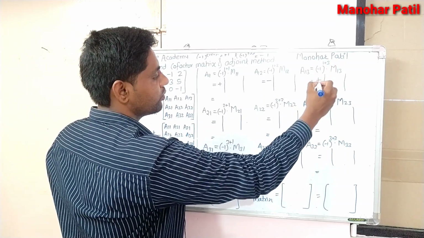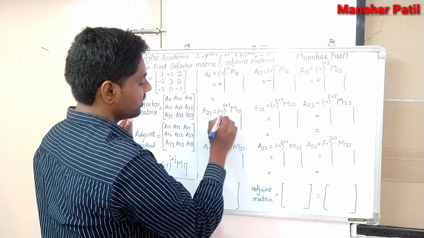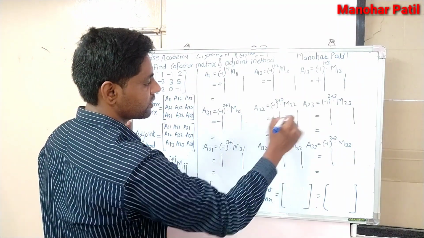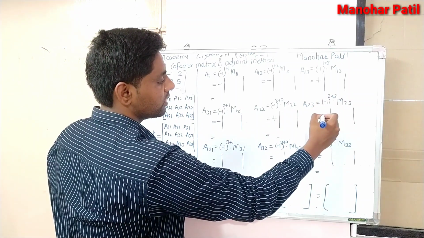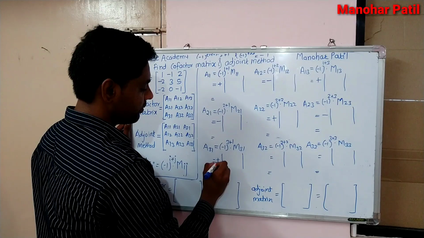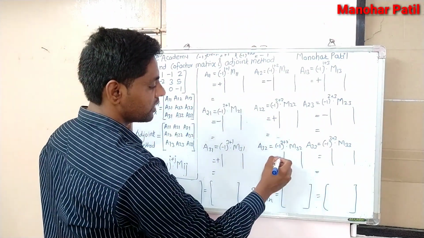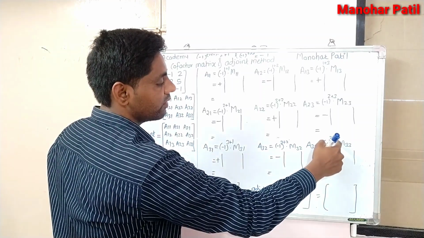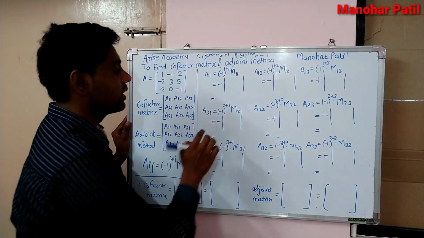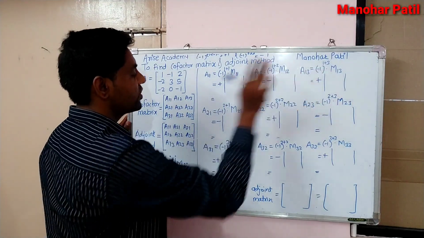So here positive. Similarly, 2 plus 1 is 3, an odd number, minus. 2 plus 2 is 4, an even number, plus. 2 plus 3 is odd, minus. 3 plus 1 is 4, an even number, plus. 3 plus 2 is 5, an odd number, minus. 3 plus 3 is even, so plus. Then most importantly, how to take the minor of each element.